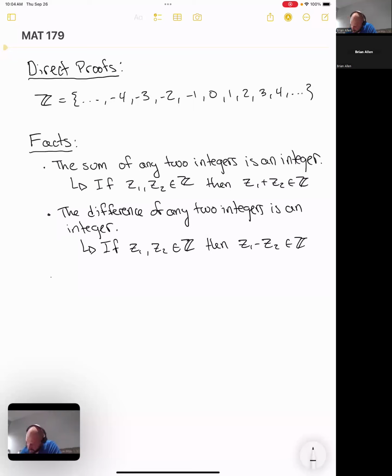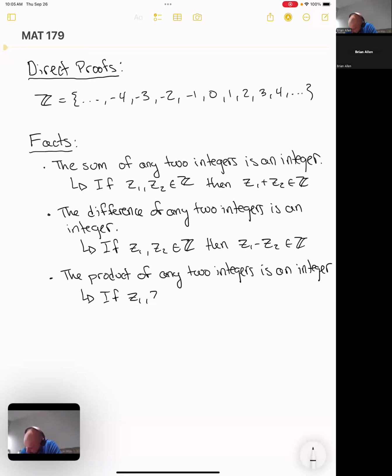Okay, good. And then the last one that we want to just take as a fact here to use going forward is that the product of any two integers is an integer. And again, to write this in symbols, we would say that if Z1 and Z2 are integers, then Z1 times Z2 is also an integer.